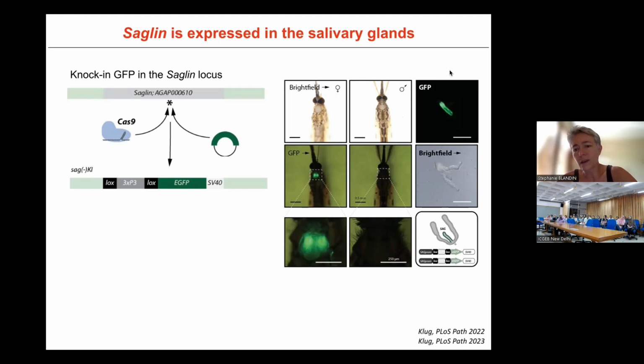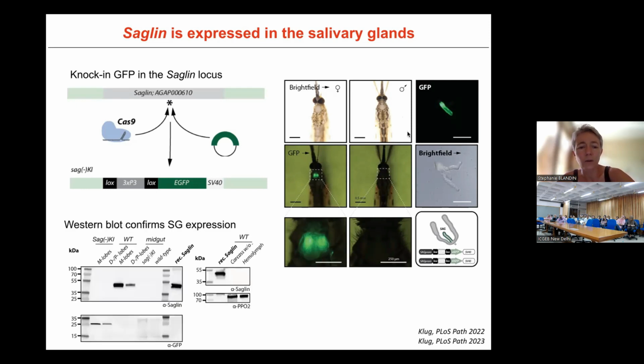And so this is also shown here in dissected salivary glands. And you could say, okay, that's just GFP expression. Maybe you haven't detected it everywhere. So we did a Western blot in parallel, and that confirms we find Saglin only in the salivary glands. It's absent, obviously, in the Saglin knockout mosquitoes.